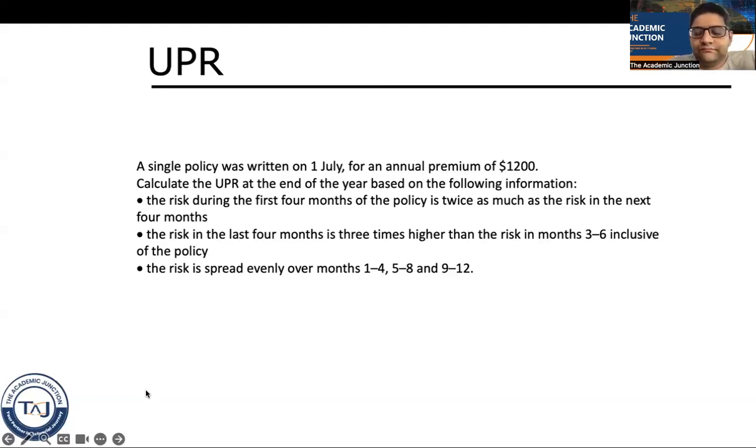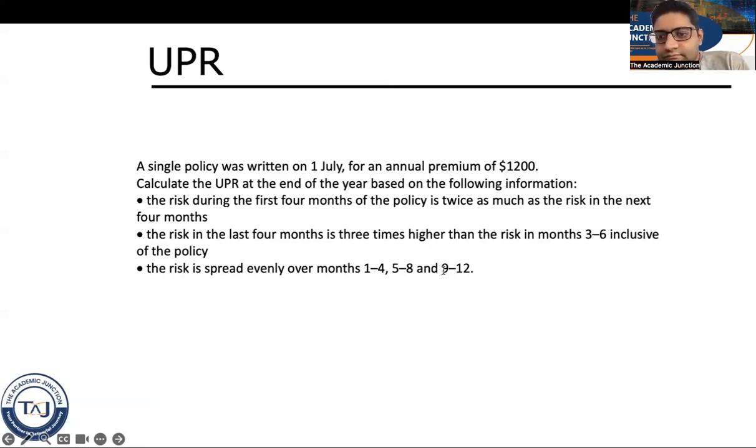So the first assumption, I have used the 1/24 method. What I've done is put some weights for each month of exposure. The first 4 months, as the first statement says, the risk is twice that of the next 4 months. So my weights for the first 4 months will be twice the weights of the fifth to eighth month. Good.